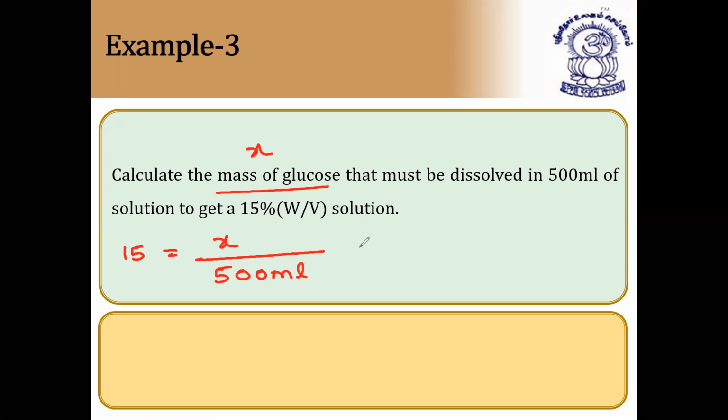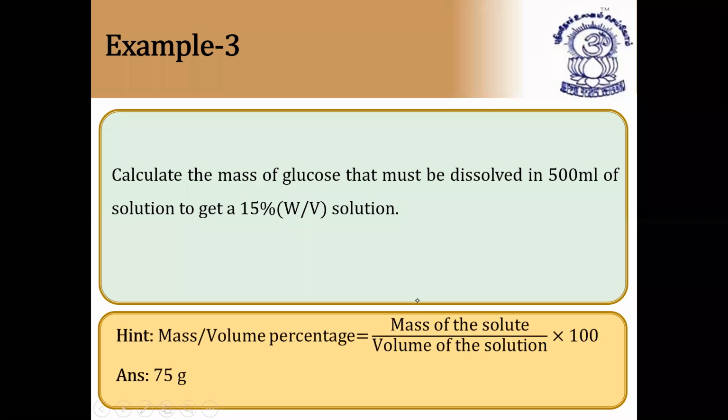into 100. So X is equal to 15 into 500 by 100. So X is equal to 15 into 5, 75 grams. I hope it is clear now. So X is equal to 75 grams. So mass of solute by volume of solution into 100. So X value you get as 75 grams. That is the mass of glucose. So they can give either to find mass or volume percentage, or they can also ask us to find the mass of the solute or volume of the solution. So it is clear now.